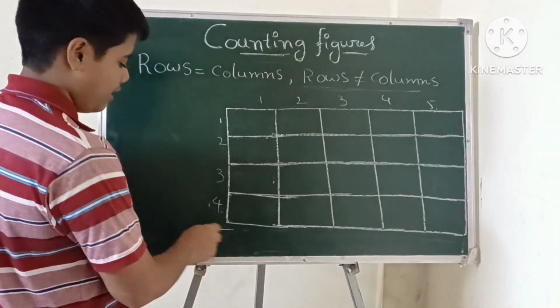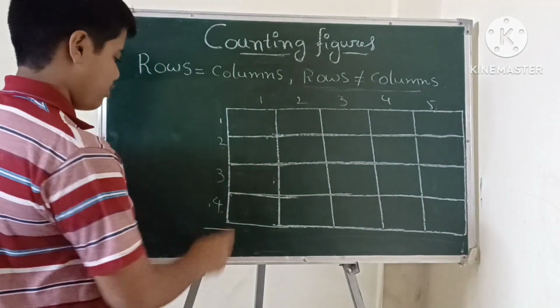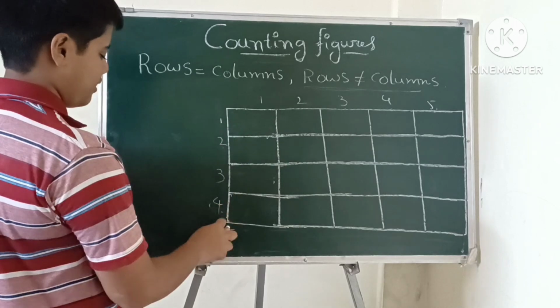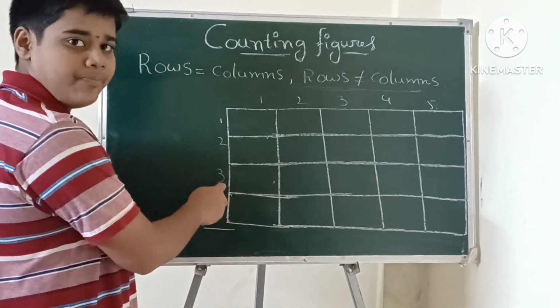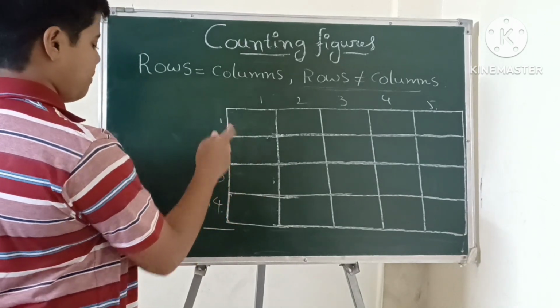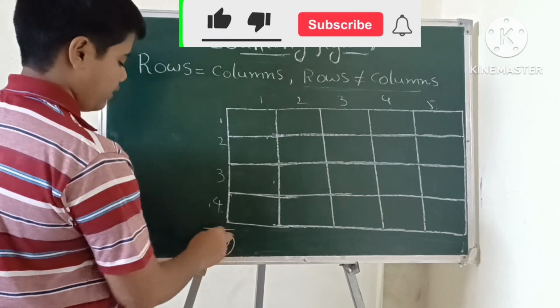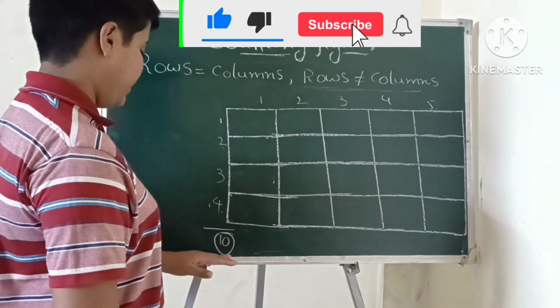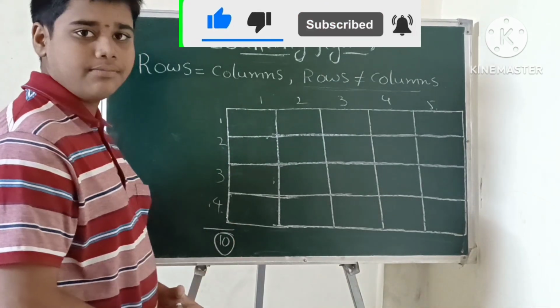So we have to add rows and columns. Here, how many columns are there? 4 plus 3, 7. 7 plus 2, 9. 9 plus 1, 10. So 10.